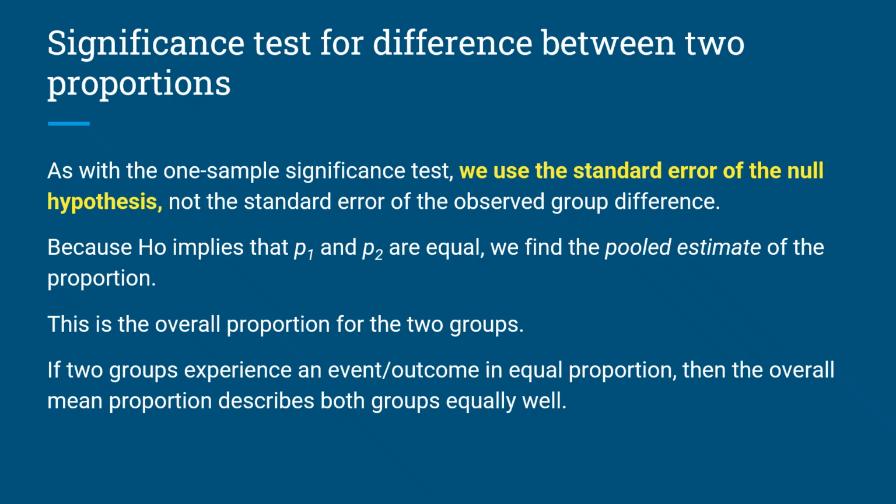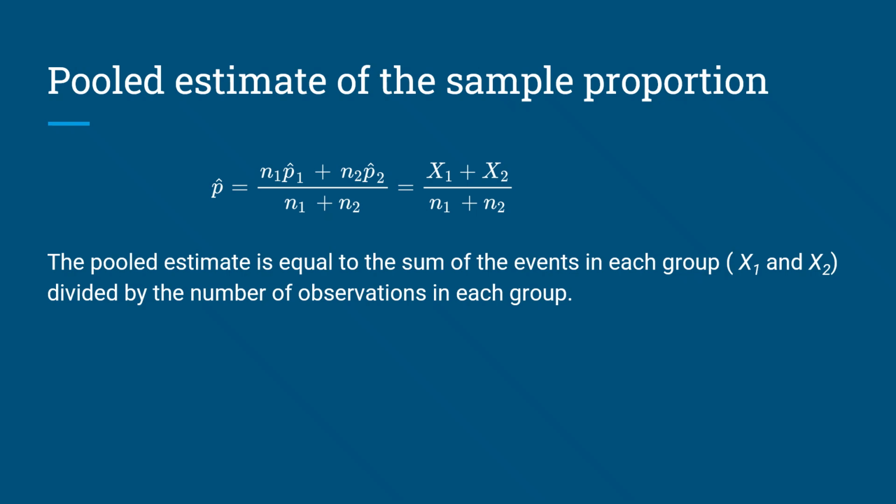Because the null hypothesis implies that men's and women's proportions of students employed are equal, we're going to find the pooled estimate of the proportion. And this is the overall proportion for the two groups. If two groups experience an event or an outcome, so having been employed, in equal proportion, then the overall mean proportion describes both of those groups equally well. And so that's the claim that we're evaluating in our significance test.